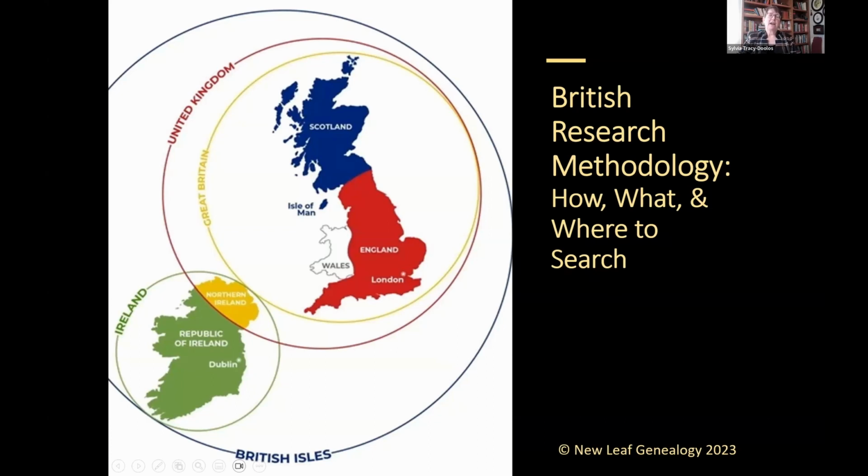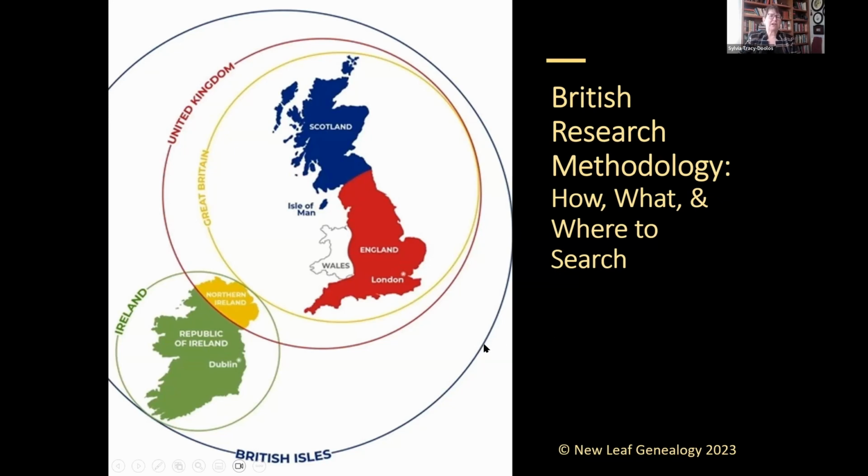When we look at this, the inner yellow circle, that's what we call Great Britain. That includes Scotland, England, and Wales. And the United Kingdom is that red circle moving outward that includes Northern Ireland. And of course, we have Ireland, which includes the Republic of Ireland and Northern Ireland. And then the big blue circle all the way around is what we call the British Isles.